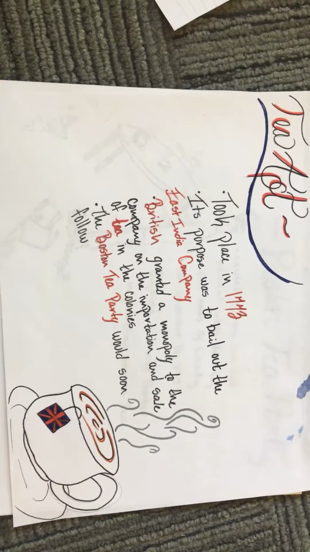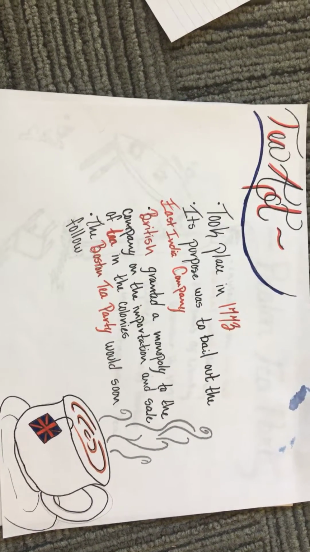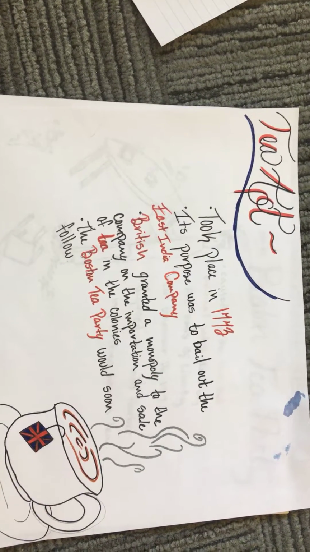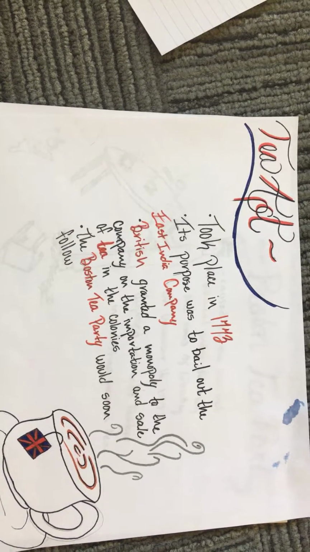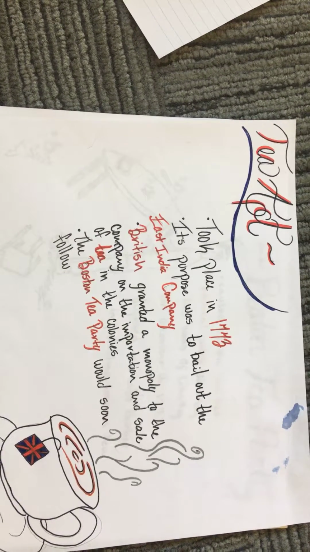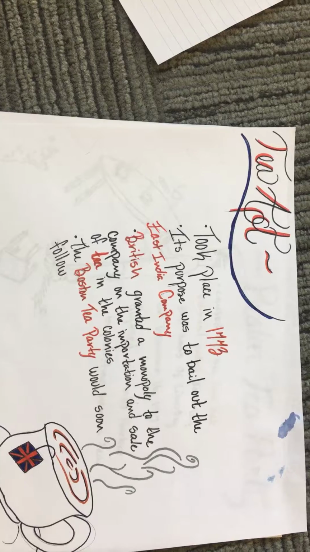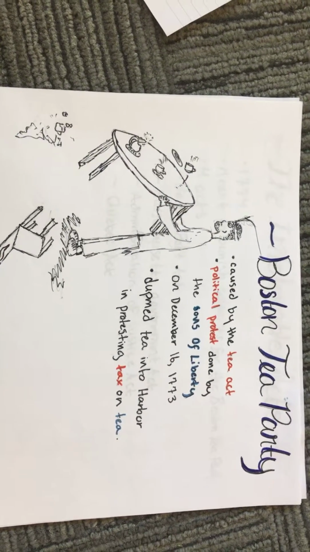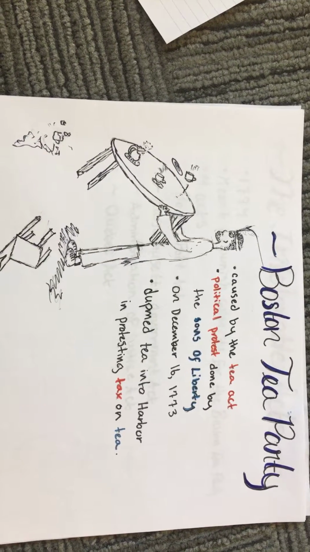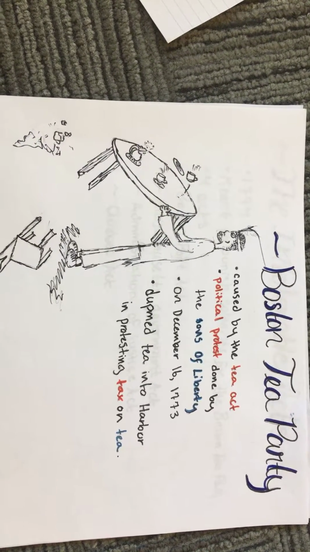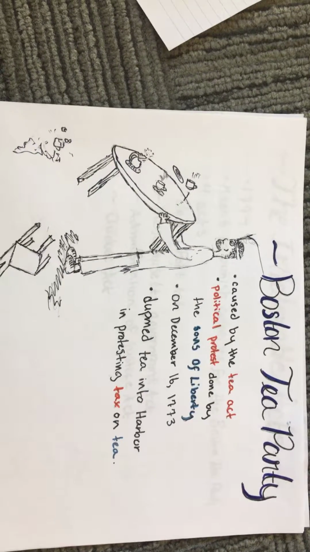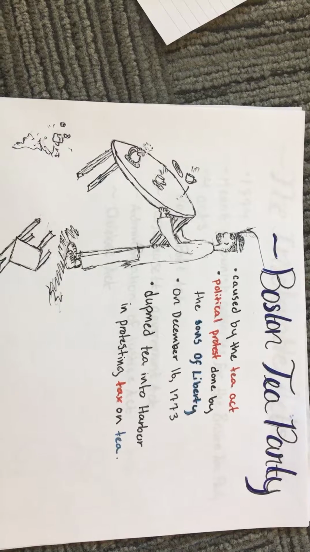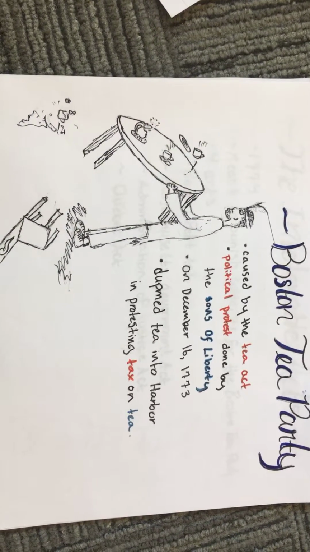The Tea Act took place in 1773. Its purpose was to bail out the East India Company. The British granted a monopoly to the company on the importation and sale of tea to the colonies. The Boston Tea Party would soon follow. The Boston Tea Party was caused by the Tea Act and was a political protest done by the Sons of Liberty on December 16th in 1773. The colonists dumped tea into the harbor, dressed as Indians, in protest of the tax on tea.